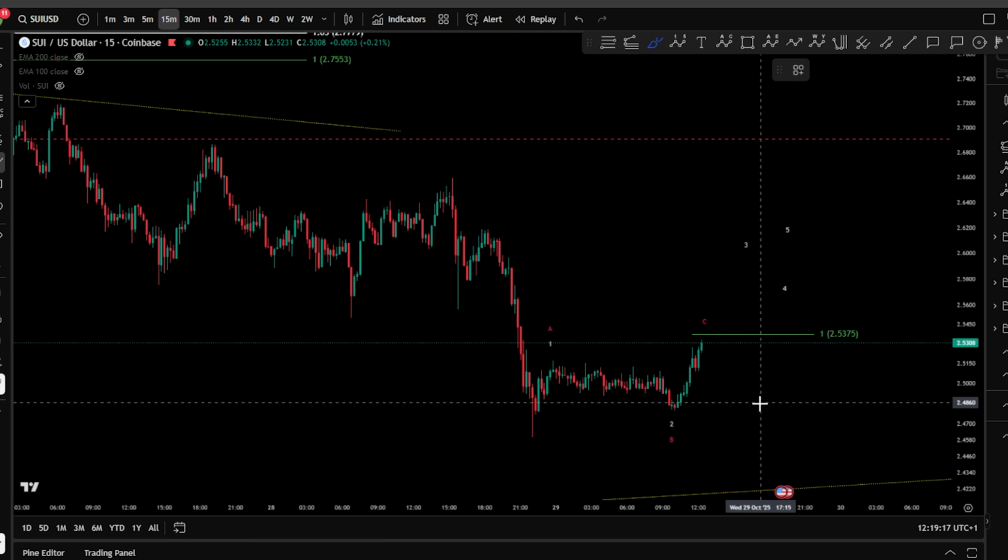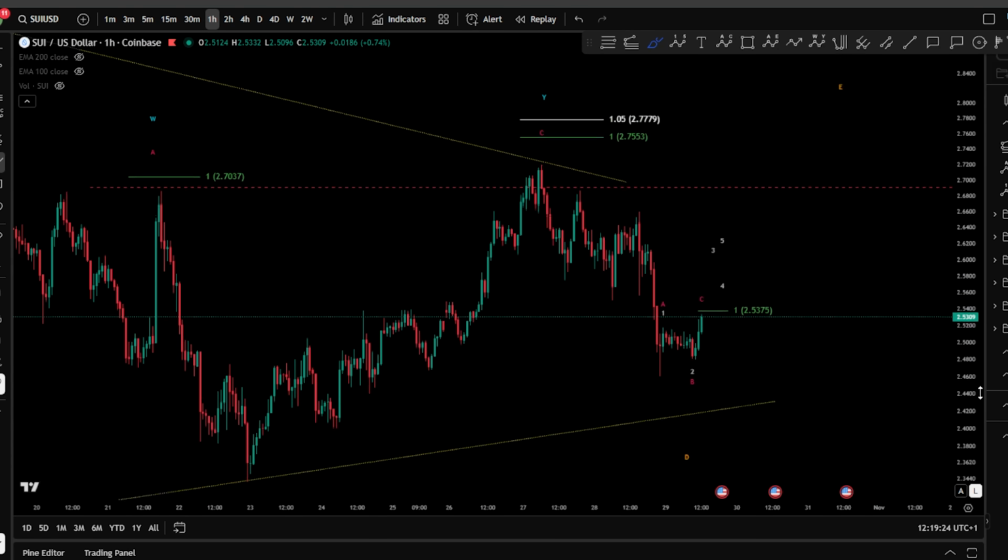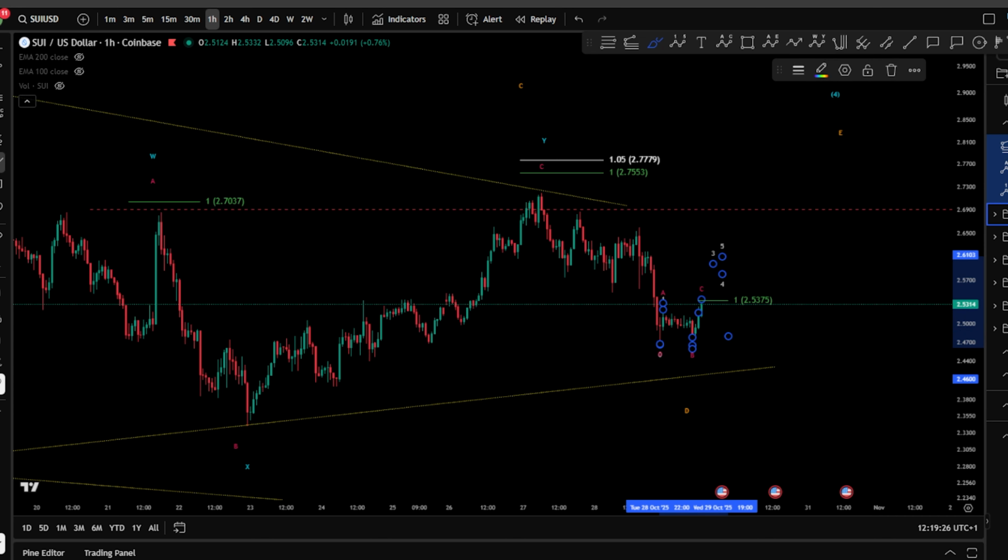If we break it higher, then okay, we start to get a much higher possibility for a wave 3 over there. We'll see what's going to happen. All right, that was for SUI.